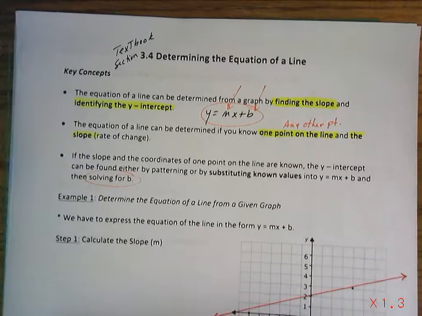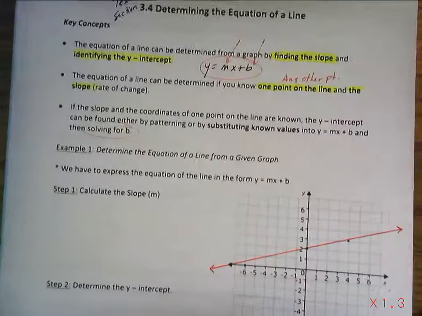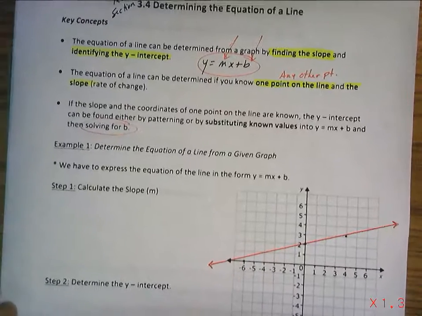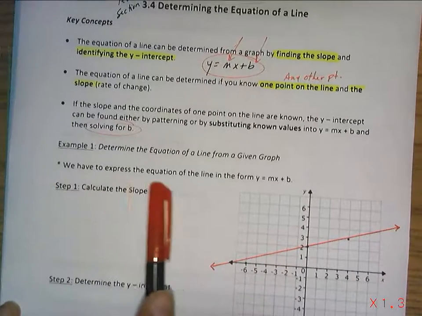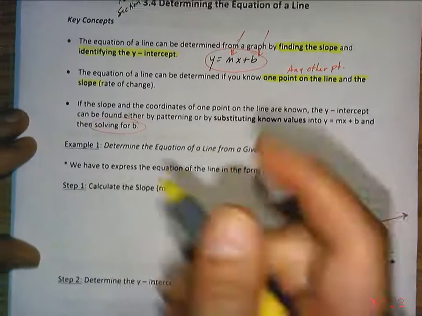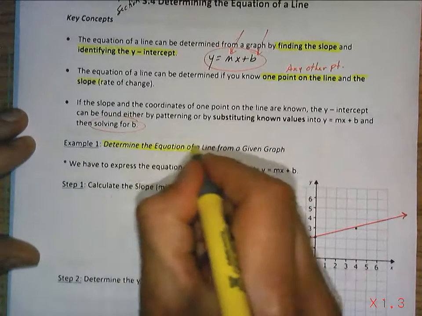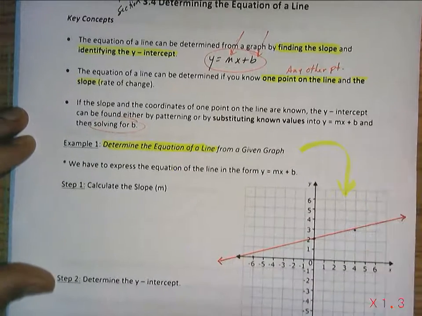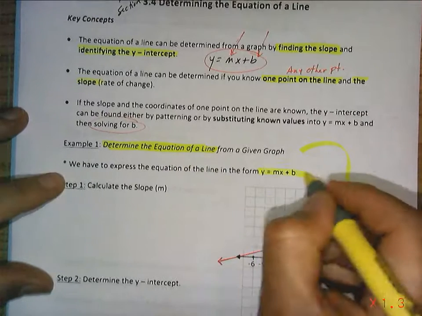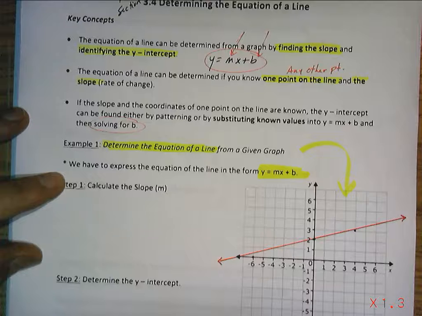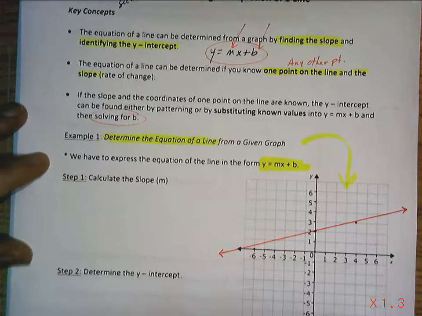Example 1. Determine the equation of a line from a given graph. So, there's my graph. We have to express the line in the form y equals mx plus b. That's basically the question. They're saying, determine the equation of a line, and it's from a given graph. So, our final answer should be y equals mx plus b. So the first thing we want to do is calculate the slope.